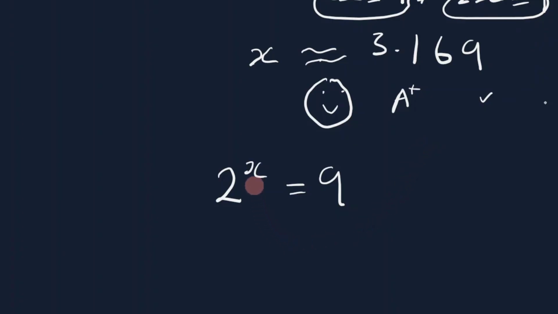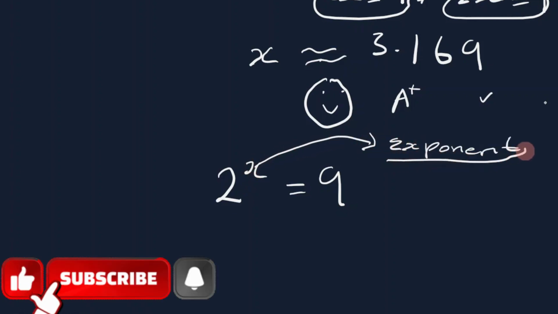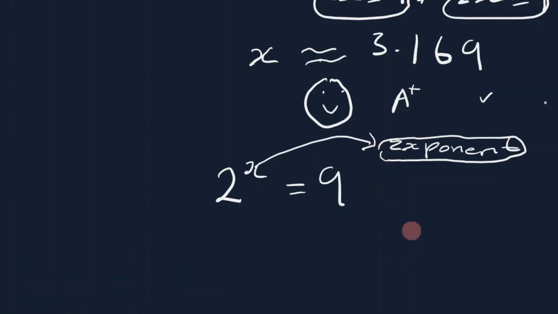If you notice, we are asked to solve for the variable s. Therefore, this s is the exponent. I don't know if you remember what an exponent is. Let me show you with an example. When we have something like 2 raised to the power 4, 2 is the base, while 4 is the exponent.